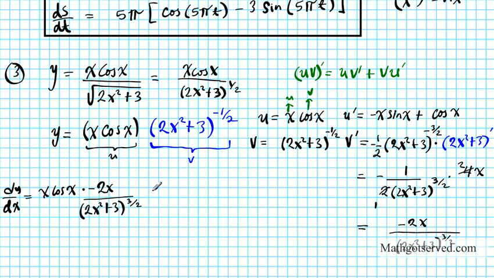That's u v prime plus v u prime. V is (2x squared plus 3) raised to the negative 1/2, times u prime, which is negative x sine x plus cosine x. Okay, so there you have it.